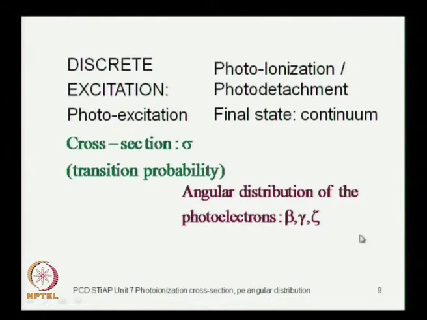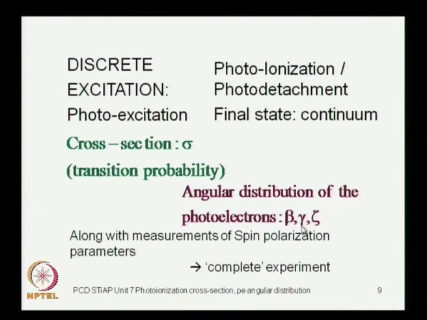You also measure, for the complete experiment, the angular distributions of the photoelectrons, and this is described by a number of parameters. So, if you have the dipole approximation, you have only the beta parameter, but if you also include the quadrupole parameter, you have some additional parameters like gamma, zeta, and so on. And then along with the measurements of the spin polarization parameters, you get a complete experiment and a complete description of the photoionization process.